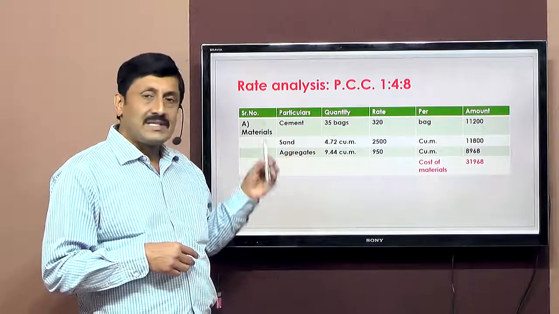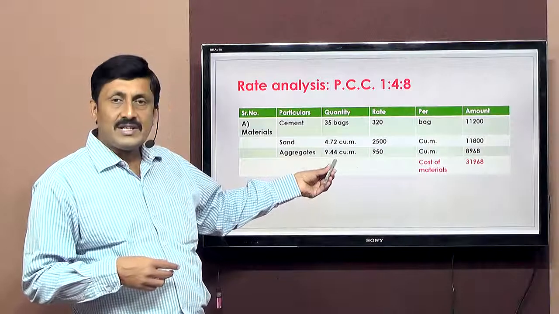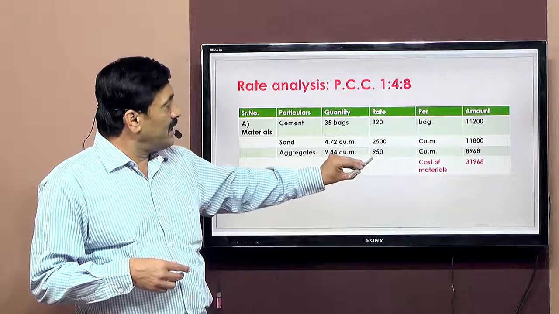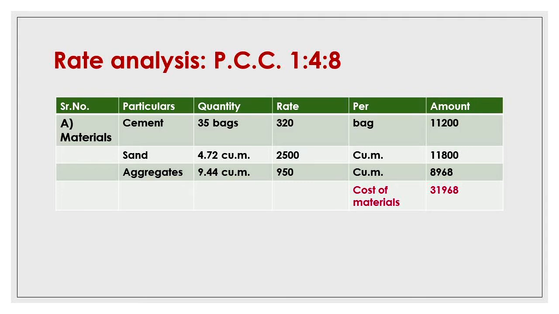Then next is sand. Quantity of sand is 4.72 cubic meters. Rate which we are assuming as 2,500 per cubic meter. Then 11,800 will be the amount. Rate multiplied by the quantity, you'll get the cost of sand, that is 11,800. Then aggregates calculated quantity is 9.44 cubic meters. Rate is 950 per cubic meter. So 950 multiplied by 9.44, it comes to 8968.